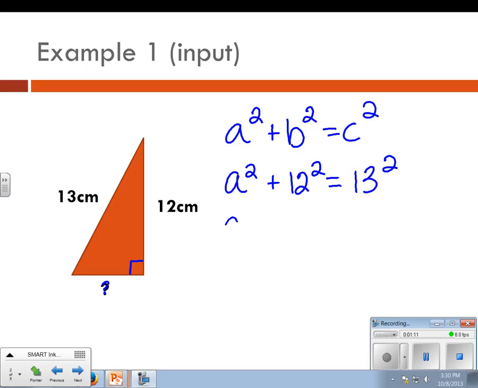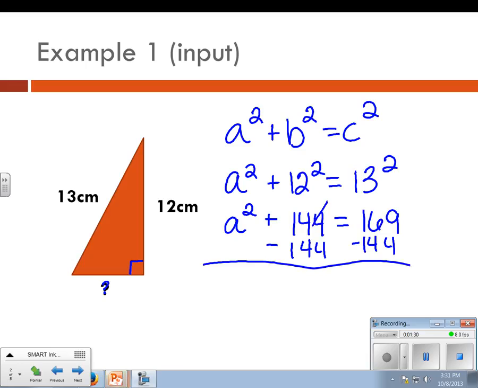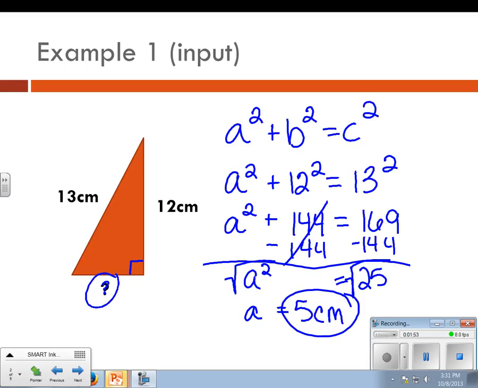And so then we have A squared plus 12 squared, which is 144. That's the same as 13 squared, which is 169. Now we have to get the A alone, so we have to subtract 144 from both sides. So then we have A squared is the same as 25. We have to get rid of the square. To undo the square, we find the square root of both sides. What's being squared underneath? A. Square root of 25, 5. So it would be 5 centimeters, the length of that missing side right here.